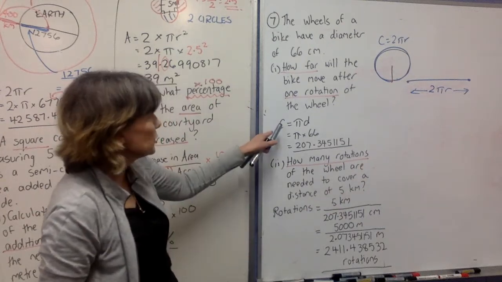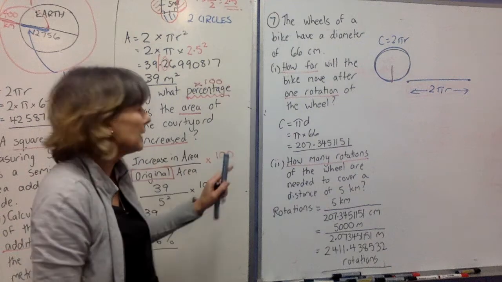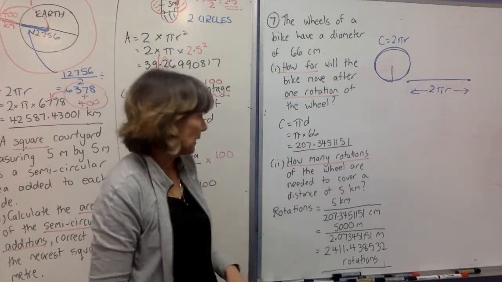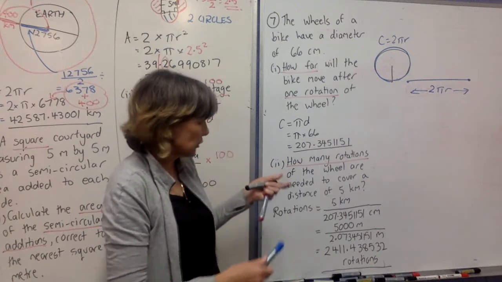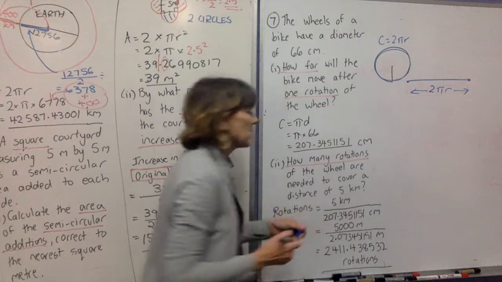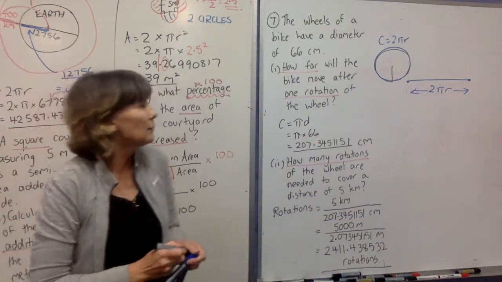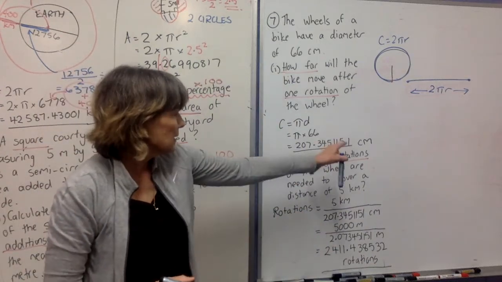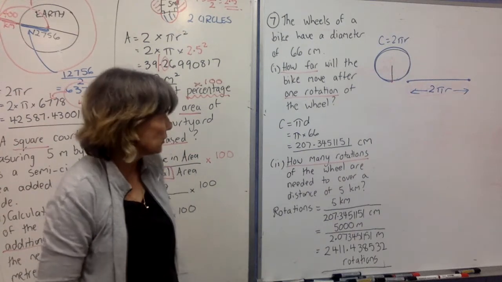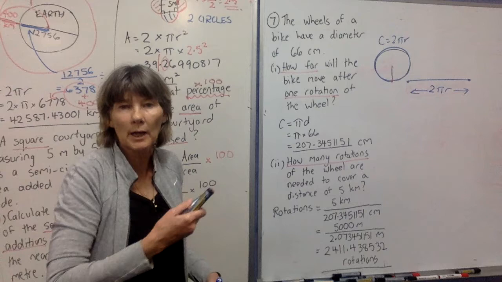Okay, so we're going to do C equals pi d because we do have a diameter here. So it's pi times 66, and that's the answer we get. So one rotation of the wheel will go 207.345, whatever, they haven't asked for rounding, centimetres. So just over 2 metres it's going to travel with one rotation.